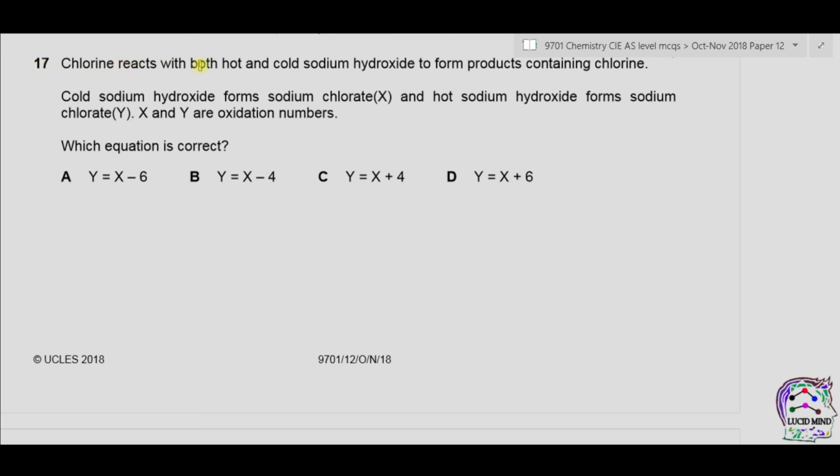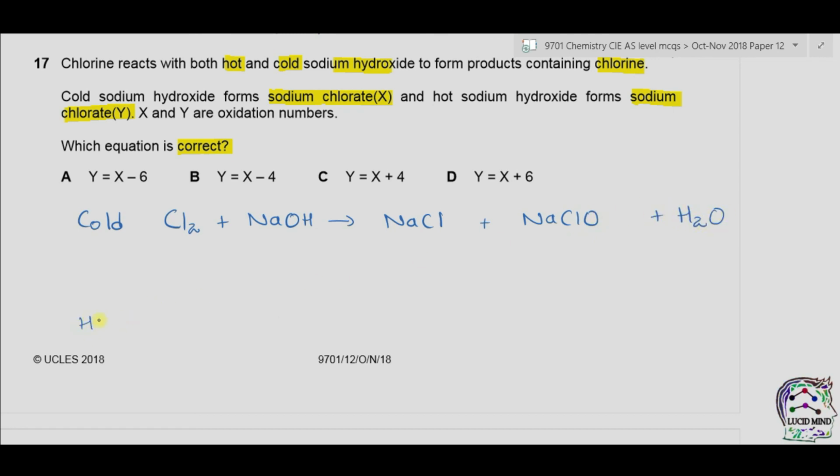Question 17. Chlorine reacts with both hot and cold sodium hydroxide to form products containing chlorine. Cold sodium hydroxide forms sodium chlorate X and hot sodium hydroxide forms sodium chlorate Y. X and Y are oxidation numbers. Which equation is correct? Now we know that with cold and hot sodium hydroxide the reaction is like this. With cold sodium hydroxide, chlorine forms sodium chloride, NaClO, and water.